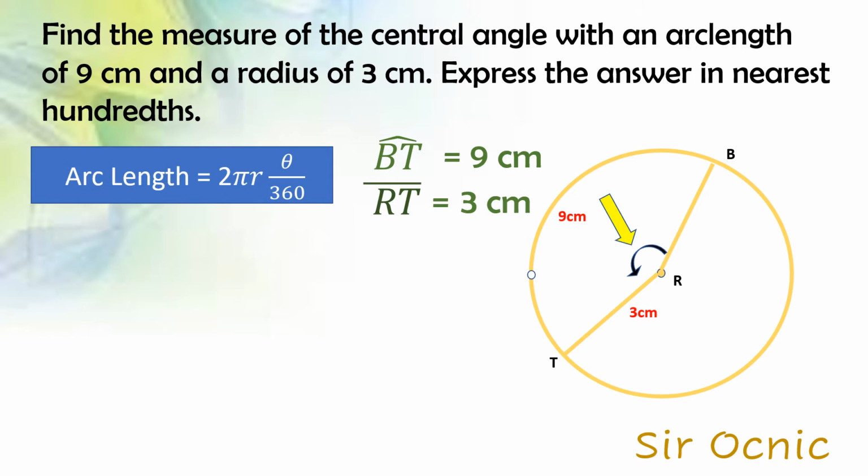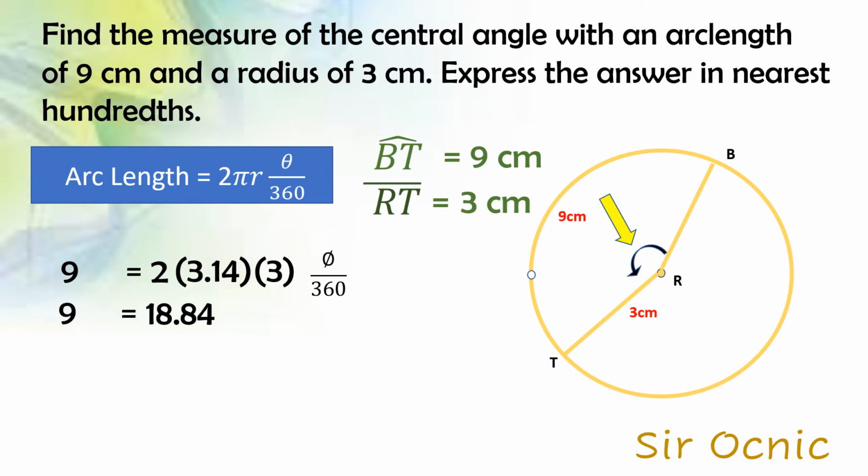centimeters. Substituting these values to the formula for arc length, we will have the arc length of 9 equals 2 times the value of pi, which is 3.14, times the value of the radius, which is 3, times theta or angle all over 360. Finding the product of all the constants of the right side of the equation, you will arrive at 9 equals 18.84 times theta all over 360.